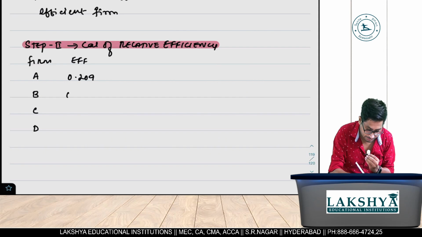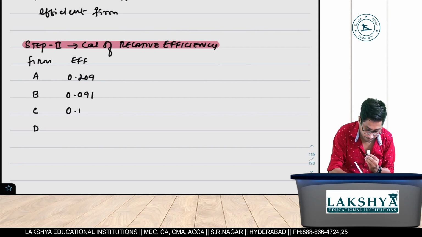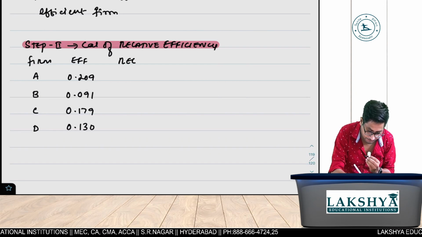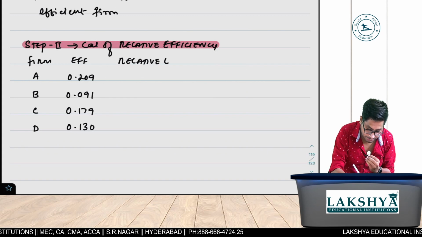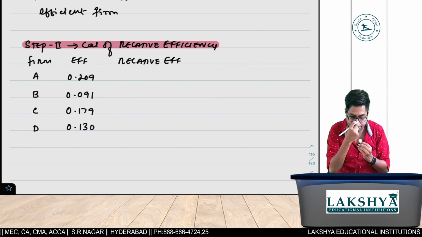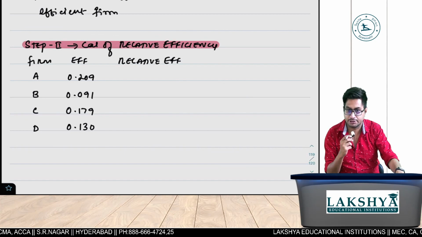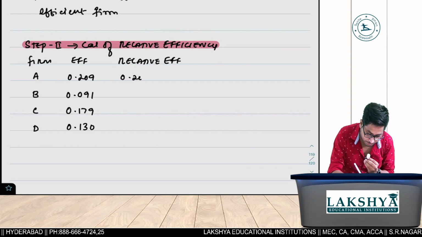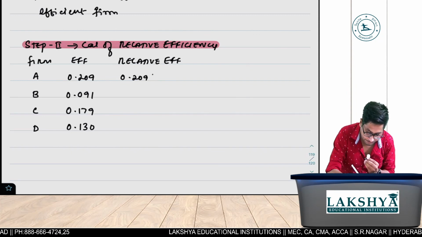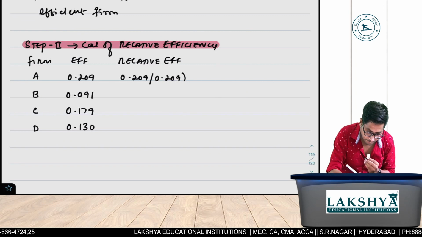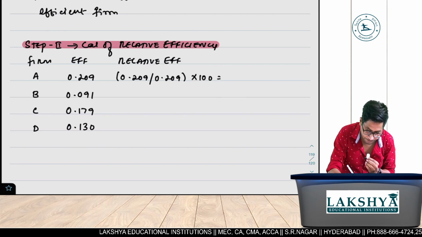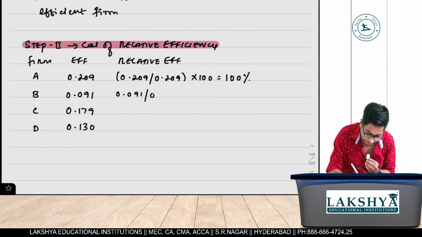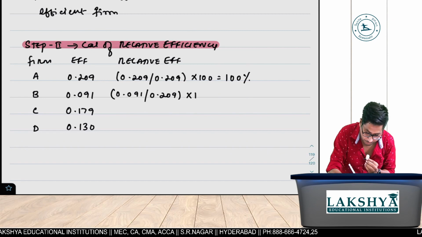0.209, 0.091, 0.179, 0.130. Now this is relative efficiency. How do I calculate the relative efficiency? Our efficiency with the best efficiency, that is 0.209 divided by 0.209 into 100. How much? 100%. Who is the most efficient? This. Next, 0.091 divided by 0.209 into 100. How much?